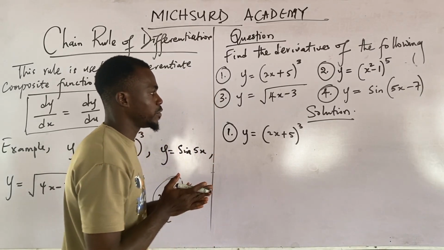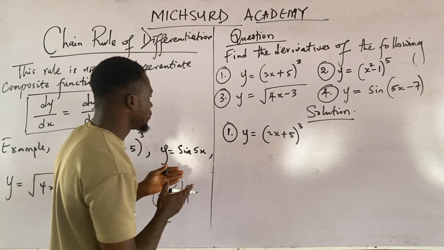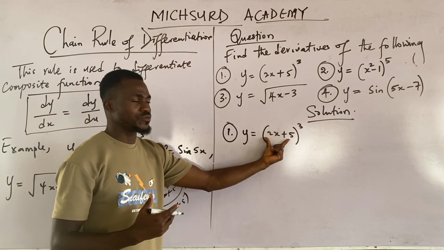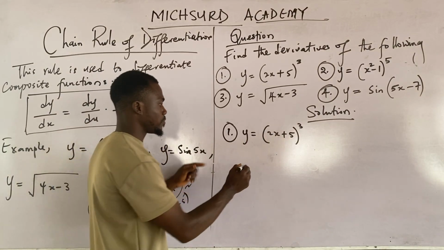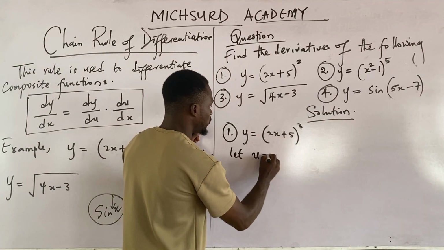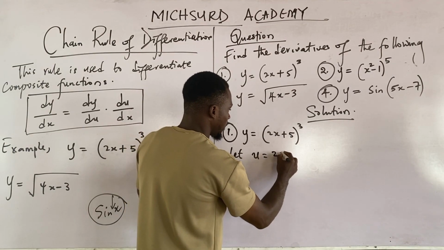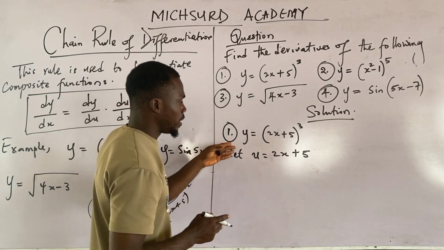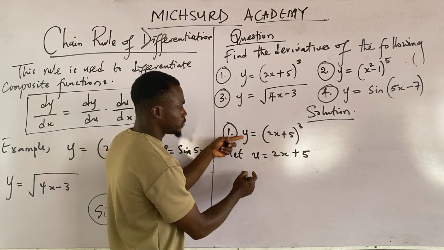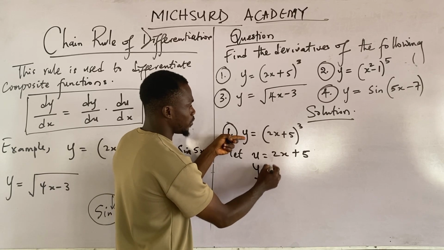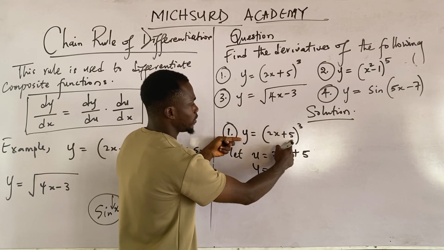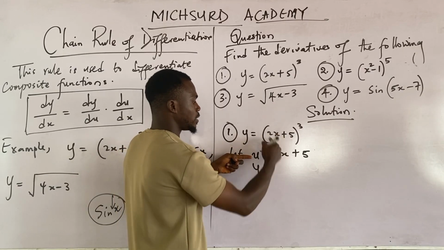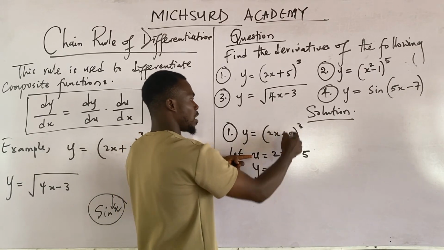Now the first step I will do is to set the simplest form, what we have in the bracket, to be equal to u. So I will say let u be equal to 2x + 5. Now we look back to the question, y equals. What we have here is 2x + 5, which we have set to be u. So we can now write y as u raised to power 3.